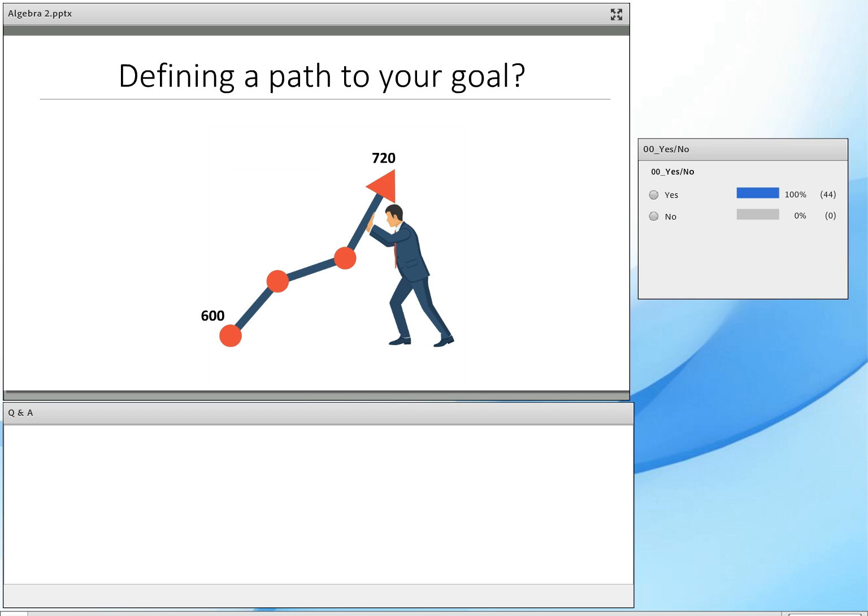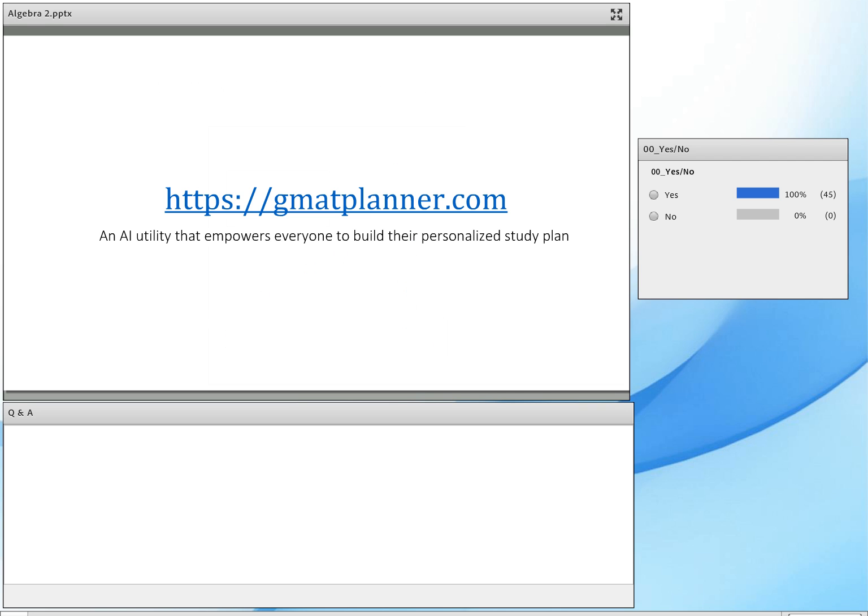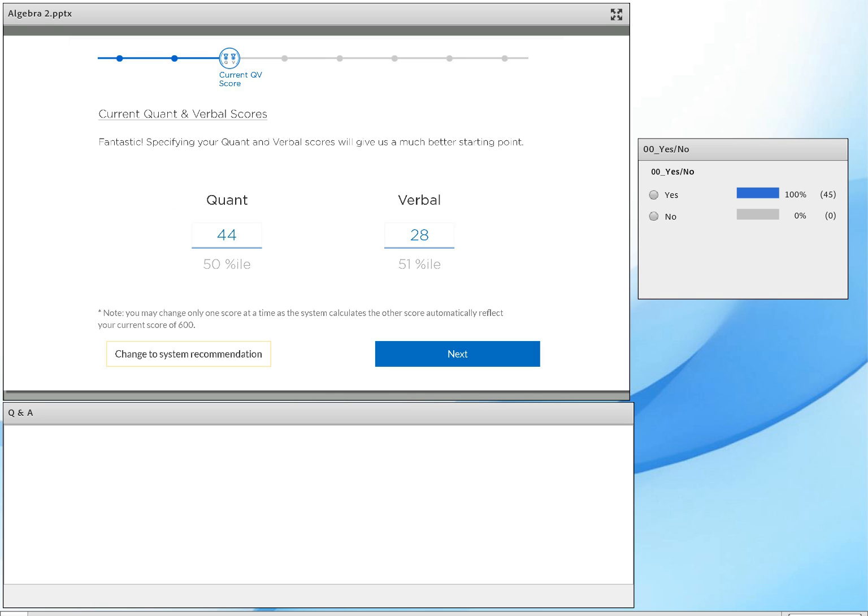Now let's say you're someone who is at 600 and whose goal is to reach a score of 720. Okay. What is the first thing that you're going to do at e-GMAT? You're going to utilize gmatplanner.com to create your own personalized study plan. This is the AI utility that we have created so that you can create a very, very milestone-oriented study plan. And I'm going to walk you through how you can do that, because this is the first and the foremost step that each one of you needs to do.